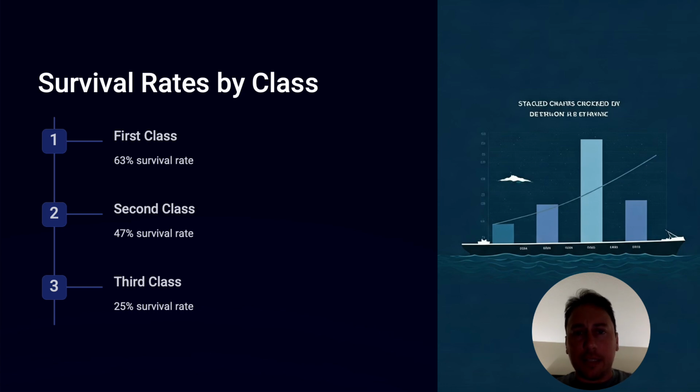The third class, 25% survival rate. Third class passengers had the lowest survival rate among all classes. They were located in the lower decks of the ship, which made it difficult for them to reach the lifeboats in time. Additionally, there were barriers and locked gates that further hindered their escape.